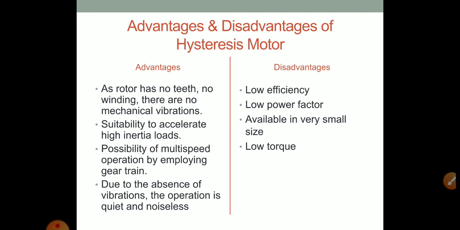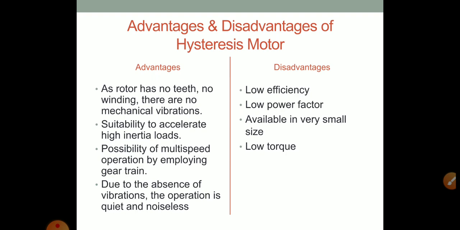Now next slide is advantages and disadvantages of hysteresis motor. The first advantage of the hysteresis motor is, as the rotor has no teeth and no winding, there are no mechanical vibrations. Due to the absence of vibrations, the operation of the hysteresis motor is quiet and noiseless. It is also suitable to accelerate high inertia loads because torque remains constant at any speed. Next one is the possibility of multi-speed operation by employing gear trains.